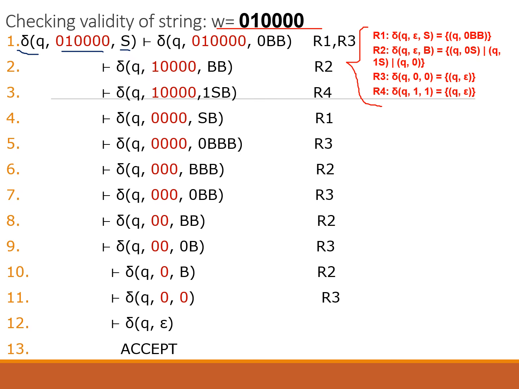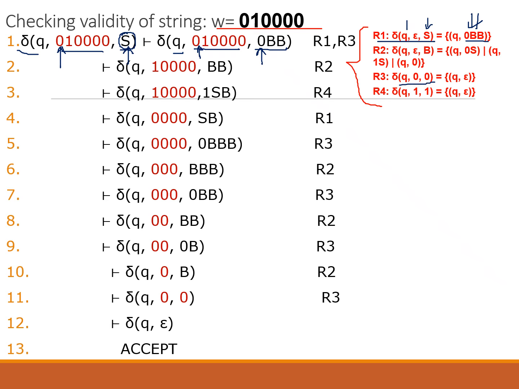Q is getting 0 and this is S. So we will apply rule number 1 because Q is getting S, and whatever may be here. The transition says we have to transit to Q. This string is as it is, and instead of this S, it is expanded using the rule 0BB. So we have replaced S with 0BB.